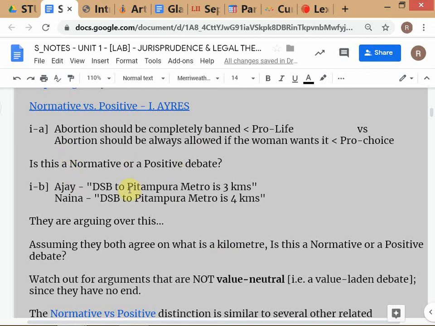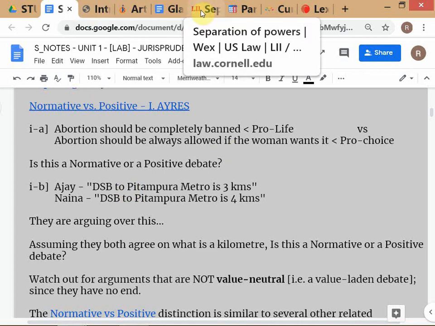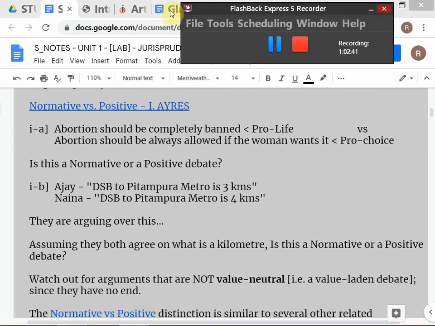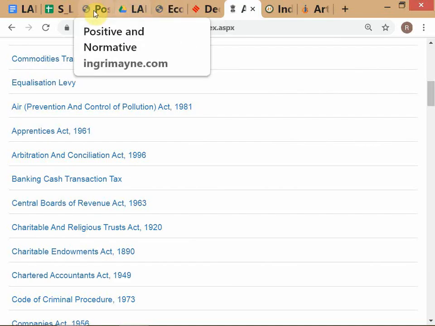What we are trying to understand is that a normative debate typically tends to be subjective. We have given you a link here. You can read this link.